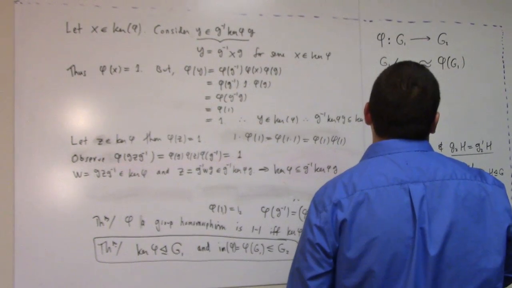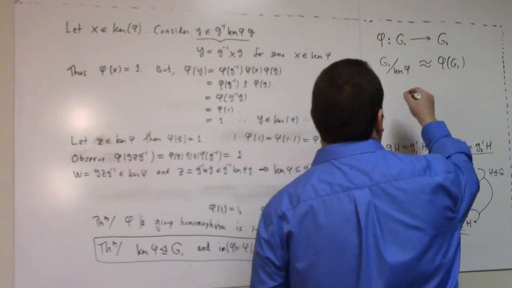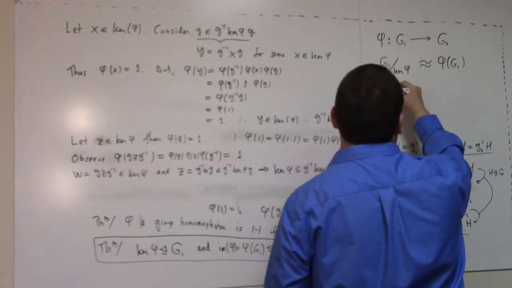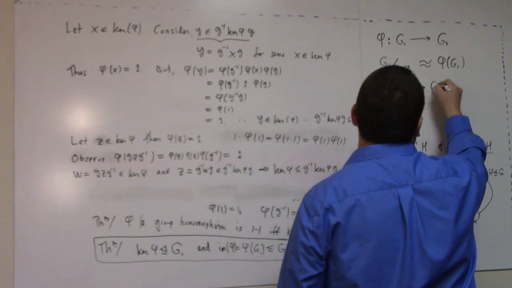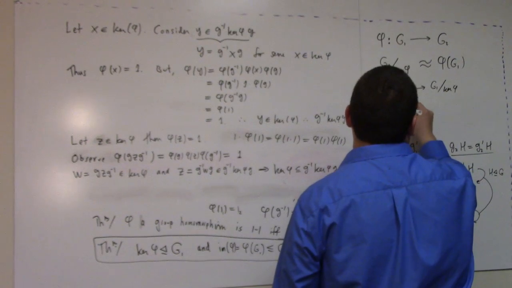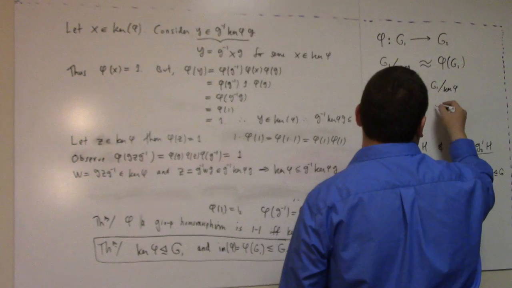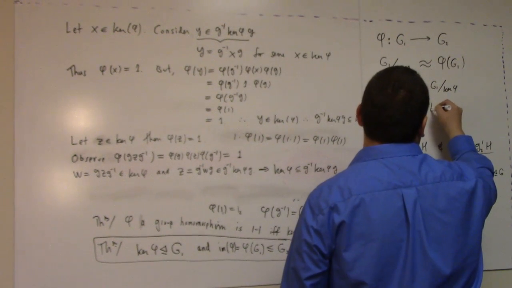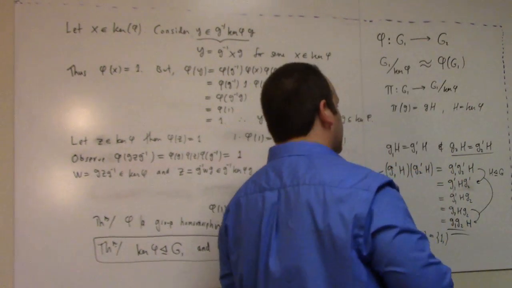It's pretty neat, and there's a natural mapping from G1 to this coset space. It's just this: pi goes from G1 to G1 mod the kernel, and pi of G is equal to GH, where H is equal to the kernel of phi. But you could write kernel phi there if you wanted.